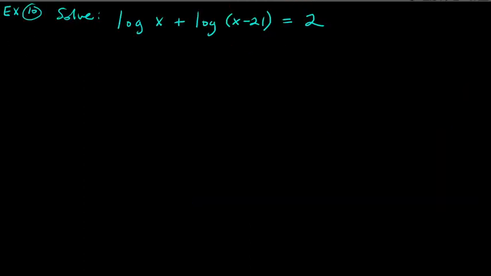Okay, let's try this one. This is the log of x plus the log of x minus 21 equals 2. Okay. So notice that they're both the same base on both sides. They're both base 10, because when you don't see it, it's a 10. So this is log base 10 of x plus the log base 10 of x minus 21, and that's all equal to 2.